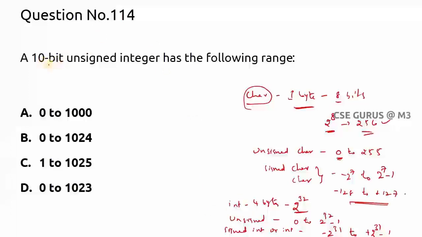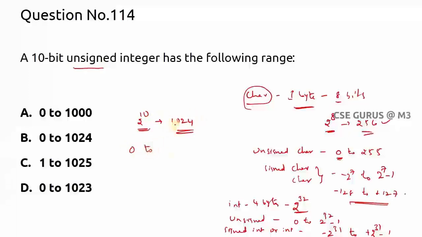Similarly here it's 10 bit, it's not 10 byte, it is 10 bit. Each bit has 2 values, that is 0 or 1. So 2 power 10 values it has to consider. What is 2 power 10? 2 power 10 means the value is 1024. Anyway, it is given as unsigned. So unsigned means only positive values, starting from 0.